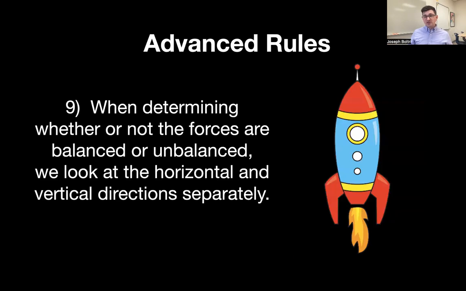Rule number 9, which is important, is that we actually look at the horizontal direction differently from the vertical direction. So in the example of a rocket ship, which is accelerating upwards, we want to have an unbalanced force in the vertical direction, but in the horizontal direction, we want to make sure the forces are balanced. Otherwise, the rocket ship may go left or right, which we would not want.